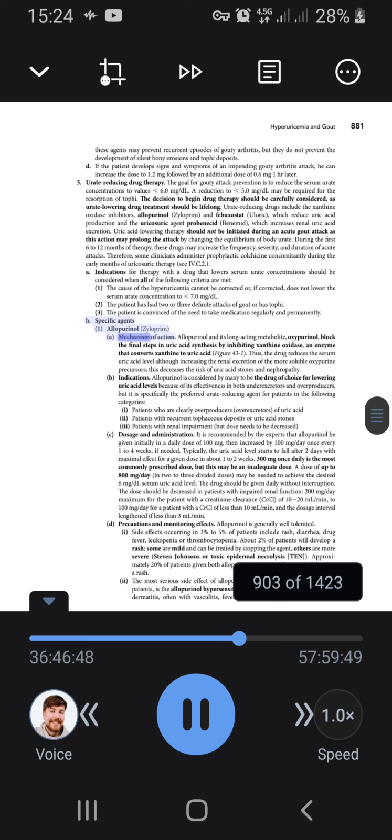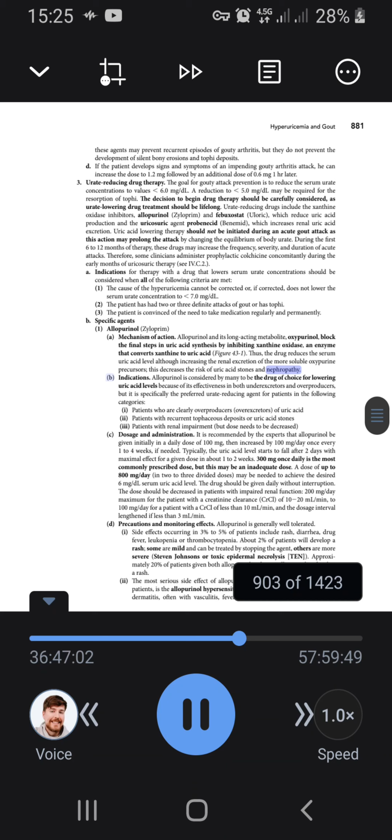A. Mechanism of action. Allopurinol and its long-acting metabolite, oxypurinol, block the final steps in uric acid synthesis by inhibiting xanthine oxidase, an enzyme that converts xanthine to uric acid. Figure 43-1. Thus, the drug reduces the serum uric acid level, while increasing the renal excretion of the more soluble oxypurine precursors. This decreases the risk of uric acid stones and nephropathy.